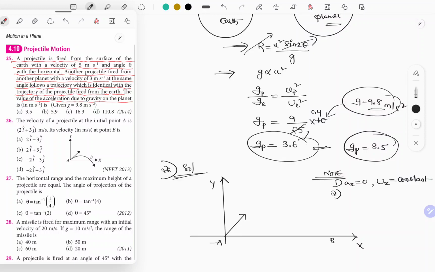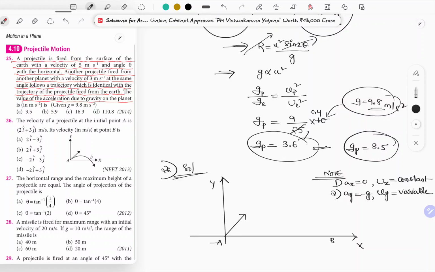Second point, vertical acceleration is equal to acceleration due to gravity. So vertical velocity is going to be variable. First it will reduce to 0 and then it will increase to the value with which you are going to hit the ground.